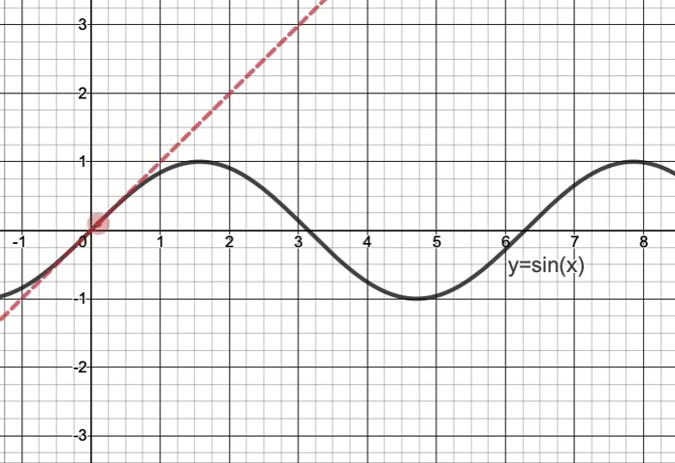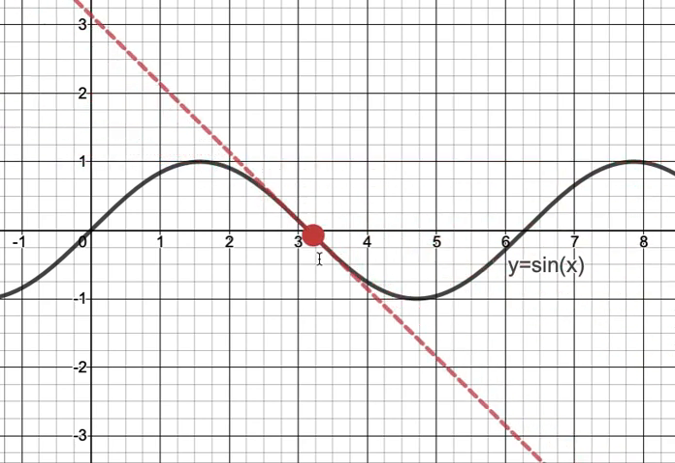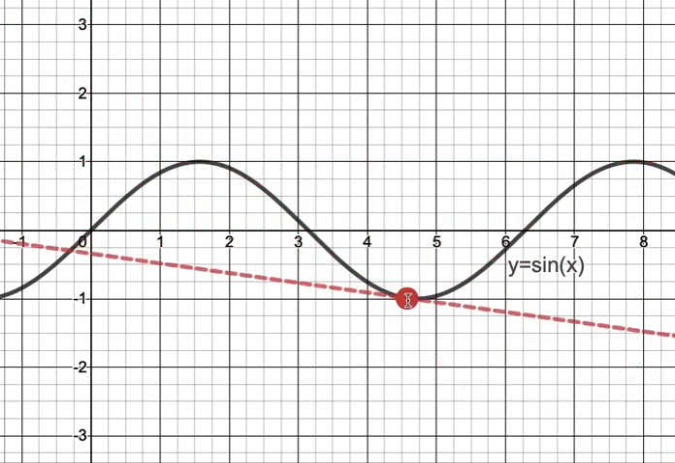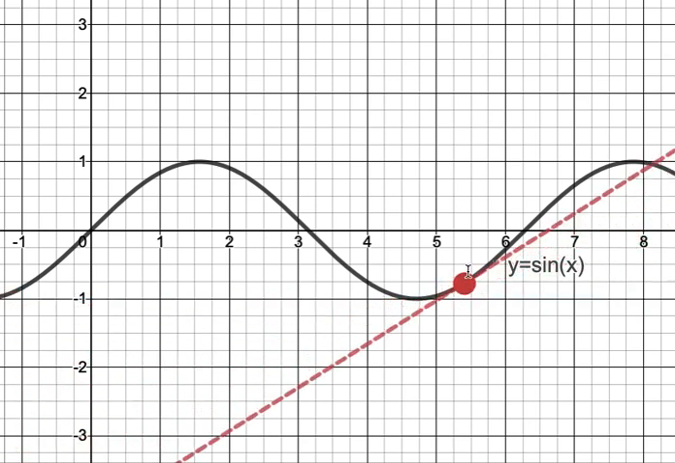Okay, so here's our tangent line, and we can see that as we move through one cycle, we have a positive gradient for a period of the graph, and then we get to a maximum turning point here where for an instant we have a zero gradient, then we have a negative gradient, until we get to this minimum down here where we have zero gradient again, and then the gradient starts increasing.